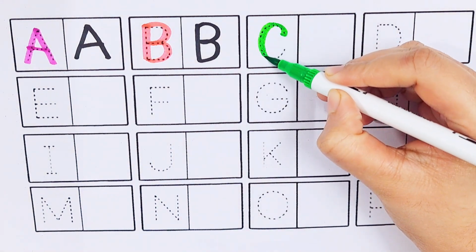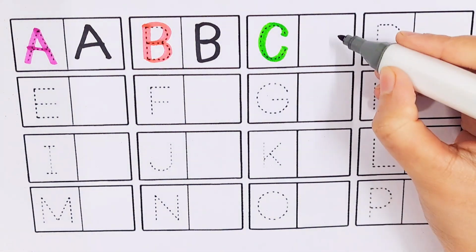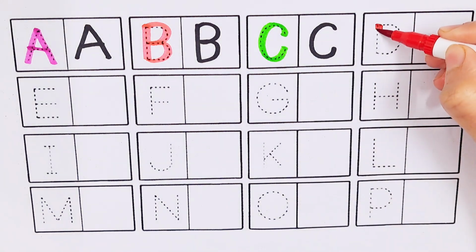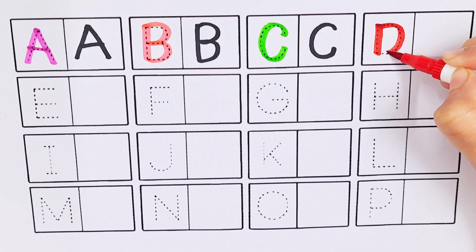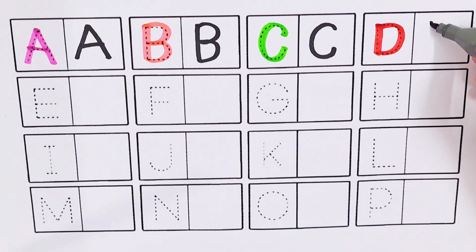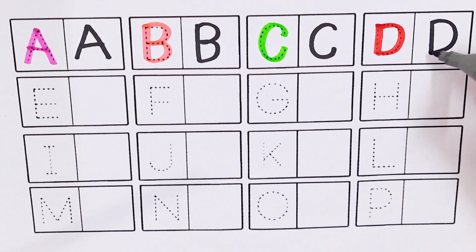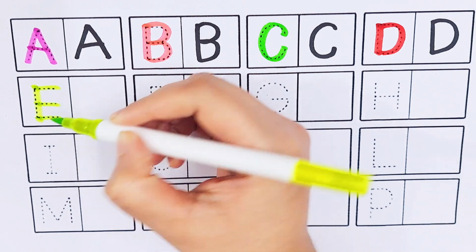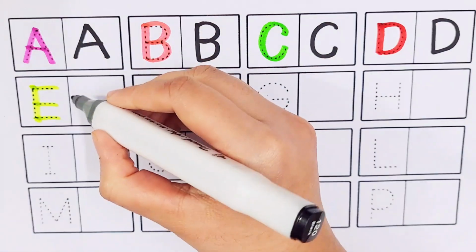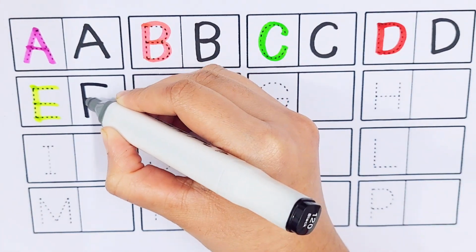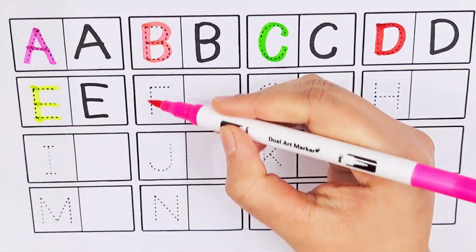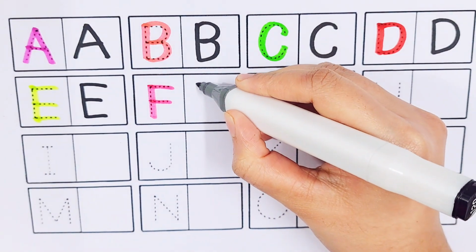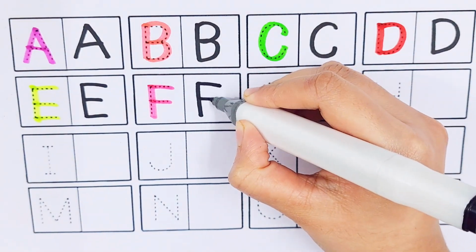C. C for cake. C. C for coffee. D. D for duck. D. D for dress. E. E for eyes. E. E for ear. F. F for fish. F. F for finger.